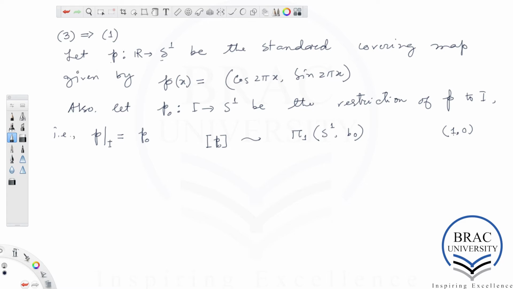In fact, the elements of this group can be written down as, dot dot, P0 to the minus 3, this is one class, then P0 to minus 2, then P0 to the minus 1. One also has the constant map, so I'm not writing it here. So there is one constant map, right?